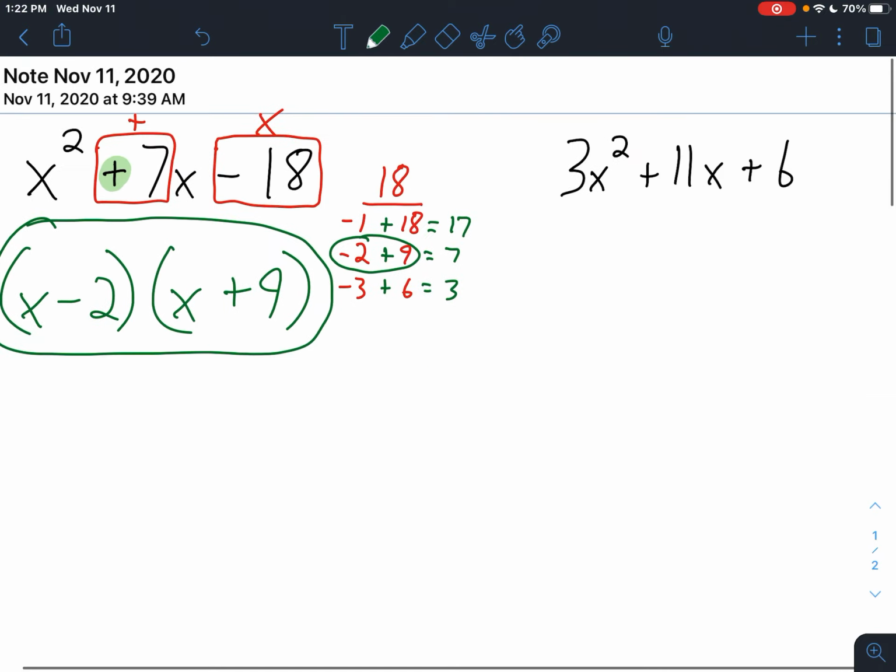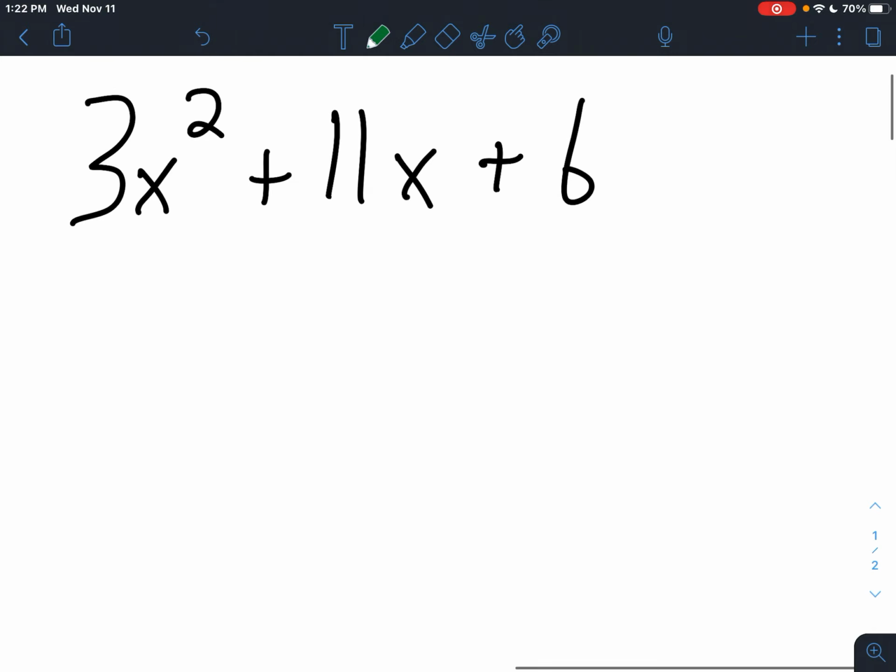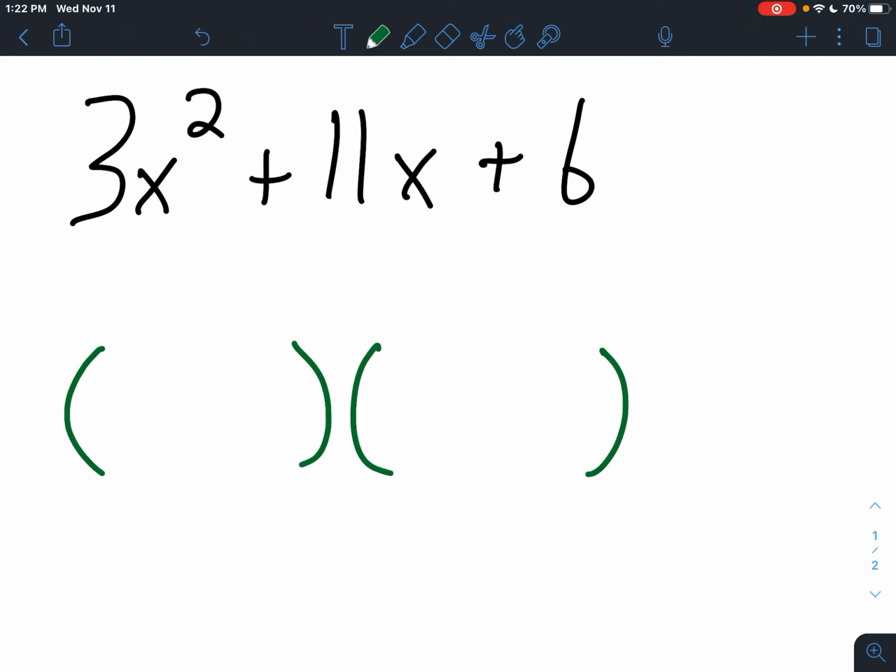Okay? When I have an A value that's bigger than 1, 3 in this case, and right now we're only giving you A values that are prime, I right away create my answer with a 3x and then an x, because those two are going to have to multiply to make 3x squared.